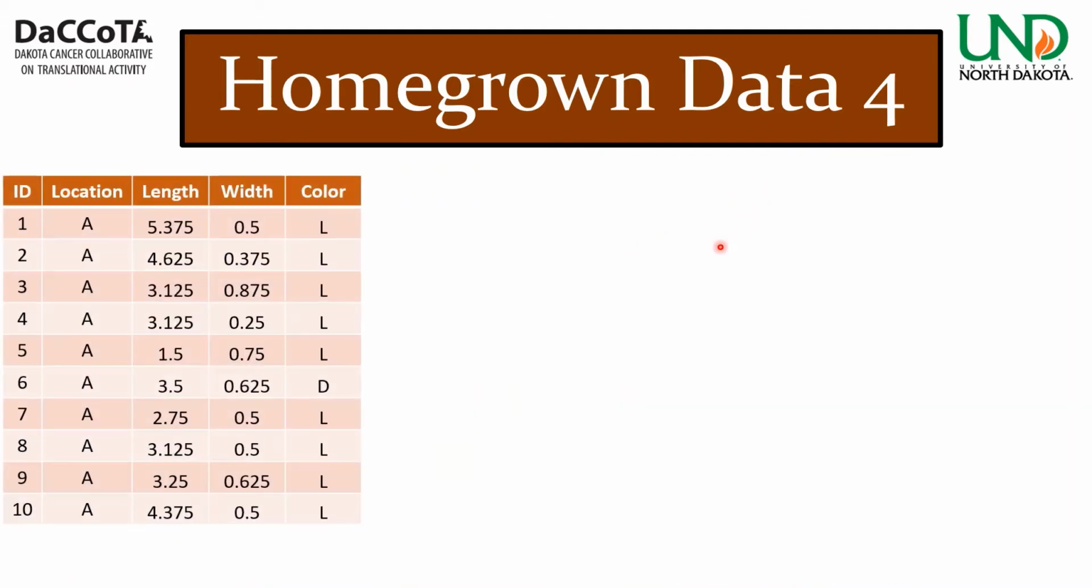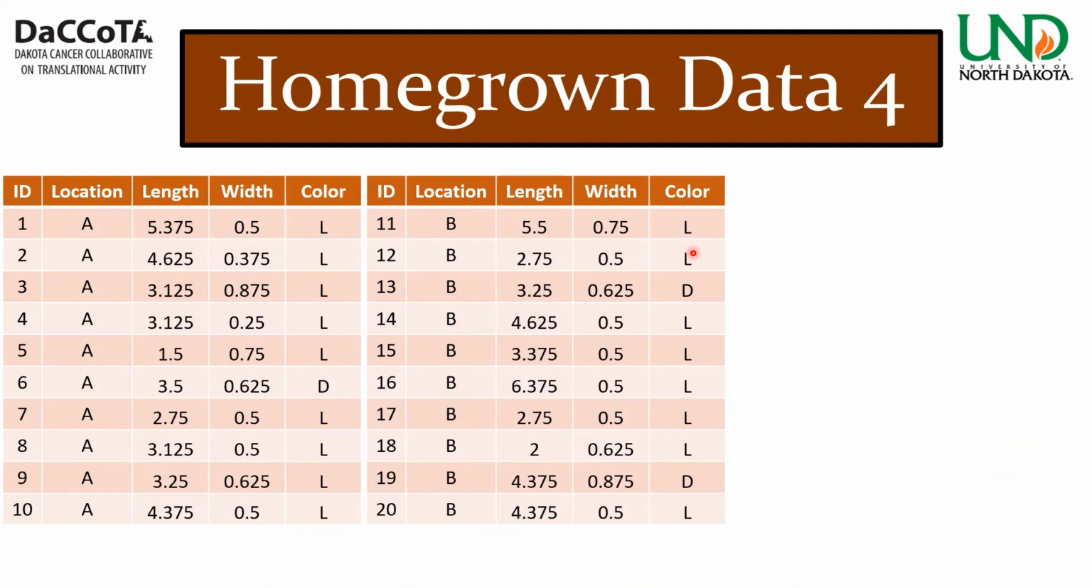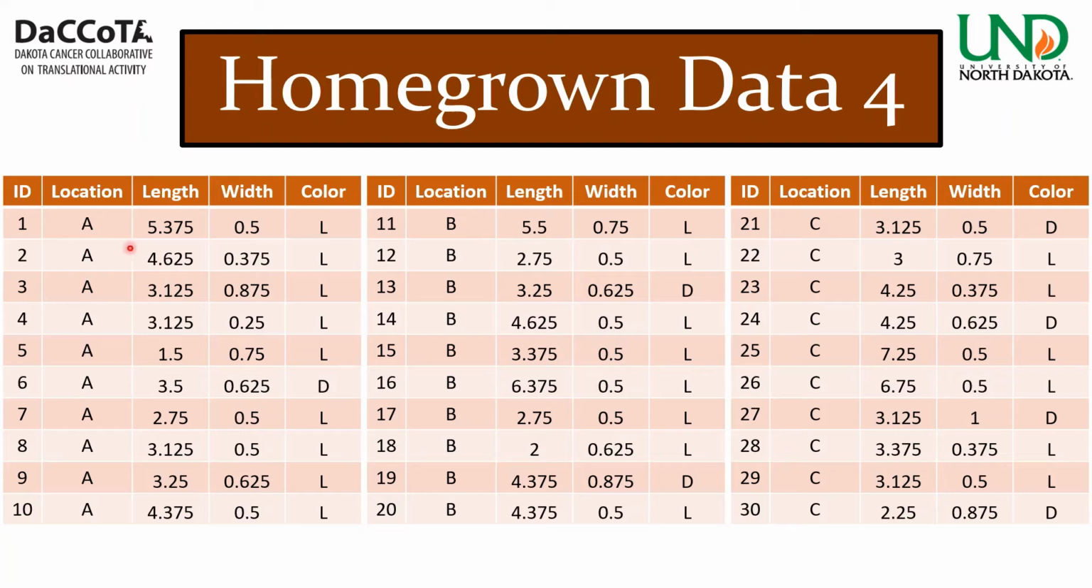From there, I translated it onto Excel spreadsheets, and this is just the reproduction here. You see with the length and width, I converted to decimals, so this is like 5.375 inches. Width is 0.5 inches. Color is either light or dark, and then location. So there is our homegrown data that we will use from now on.